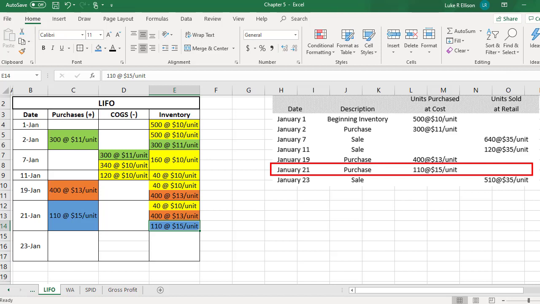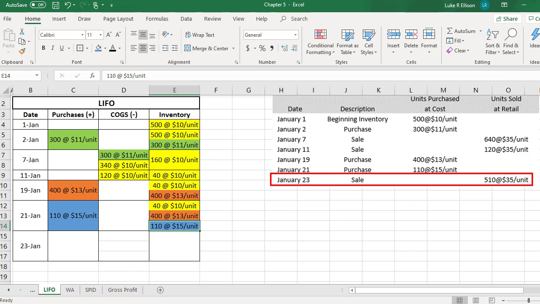Finally, on January 23rd, we have a sale of 510 units, which means we get to use the cost of goods sold column again. Remember, since we're using last in first out, we need to start with the inventory that was there last, in this case, the blue units. Now we can move on to the next oldest units, which in this case would be the orange units, going from bottom to top.